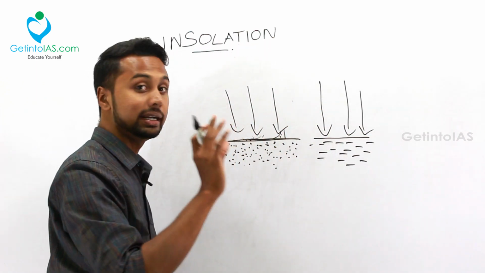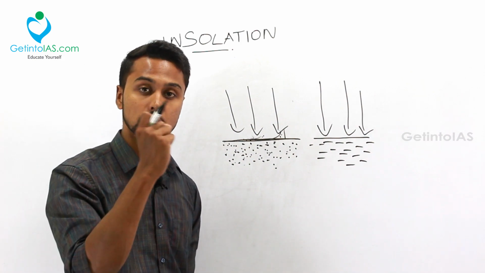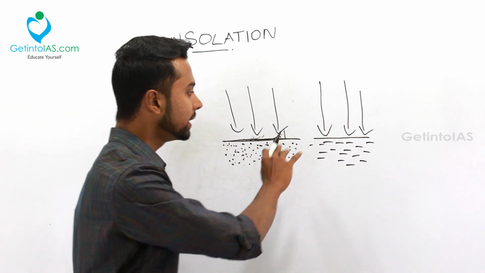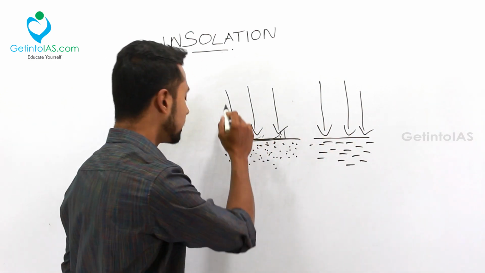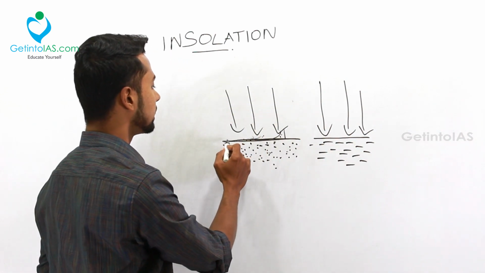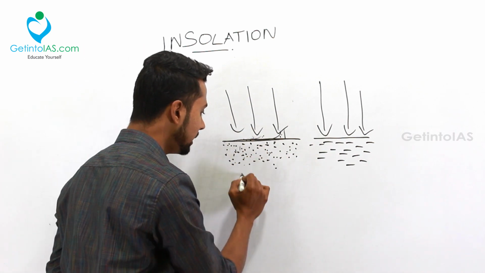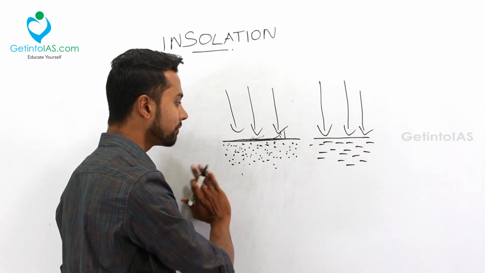Your land is very opaque. Opaque means it will not allow things to pass. But on the other hand, this is ocean, right? So it is very transparent. So the sun's rays which are coming and touching this land surface will not go deep. It can't go deep because the land surface is very opaque.